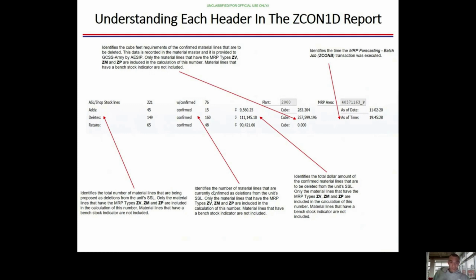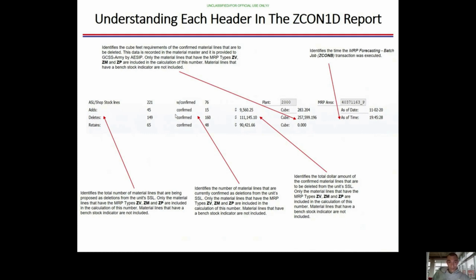Confirmed is the number of material lines that are currently confirmed as deletions for the SSL. The same thing applies: same type of MRP areas, and it does not include bench stock indicators. And then your dollar amount, of course, is telling you the total dollar amount confirmed out of those.